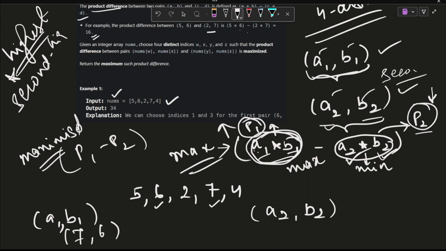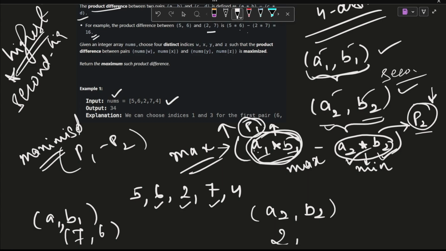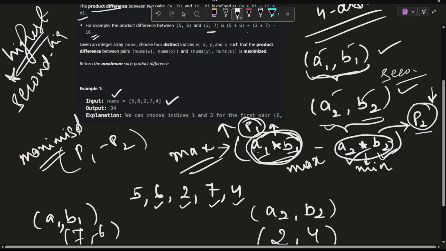So what is the lowest value which is present? You will say 2. So take one of the elements as 2. And what is the second lowest value after 2? You will say it as 4. So take 4. Now 7 comma 6.